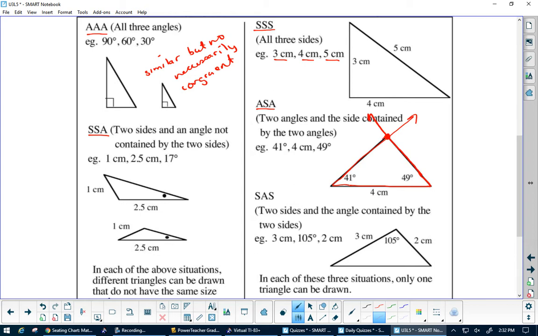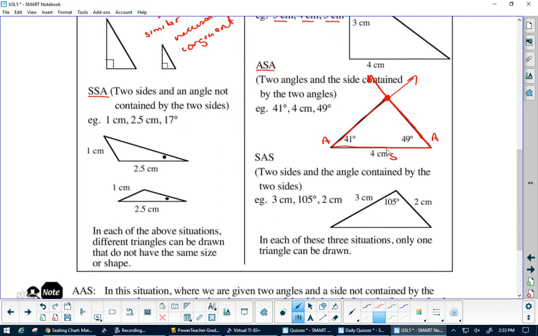Okay? So this is where we get angle, side, angle. It must be inclusive. You can't have an angle up here, then the side, then the angle. The angle, side, angle must all be touching. But if I said, I want you to draw a 4 centimeter side and then 2 angles, a 41 and a 49 coming out here, all of you would come up with the same triangle unless you made a mistake.